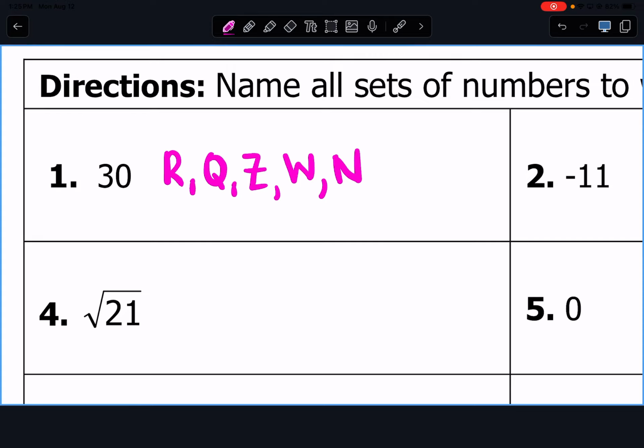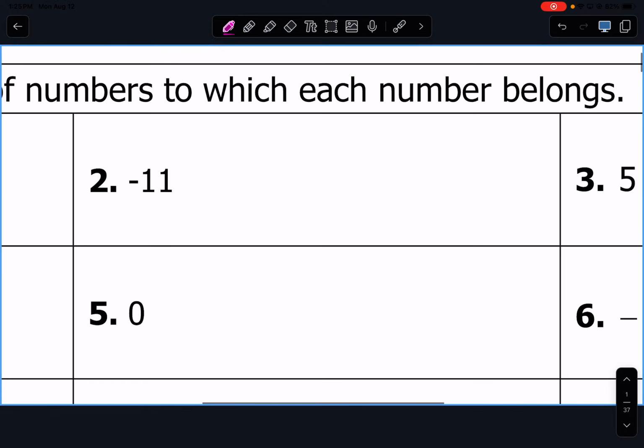Now, let's look at 2. Is -11 real? Yes. Is it rational? Yes. Is it an integer? Yes. Is it whole? No. And if it's not whole, can it be natural? No. All right.